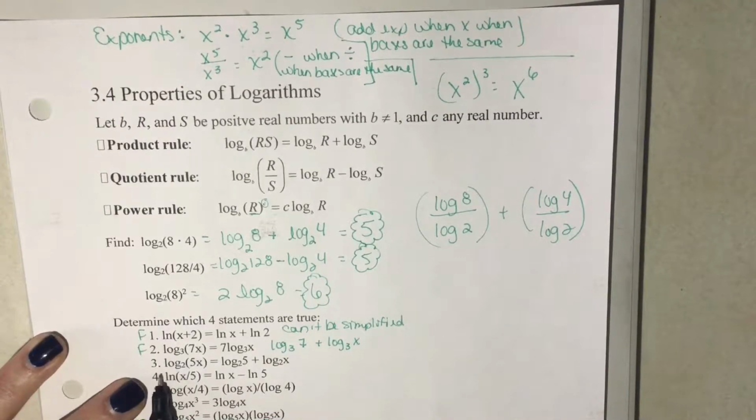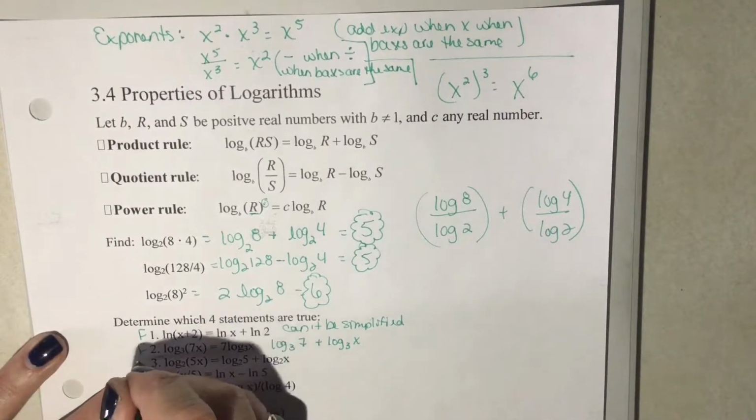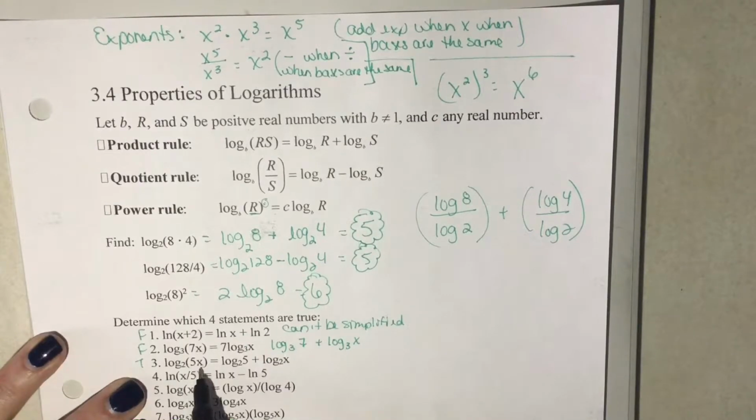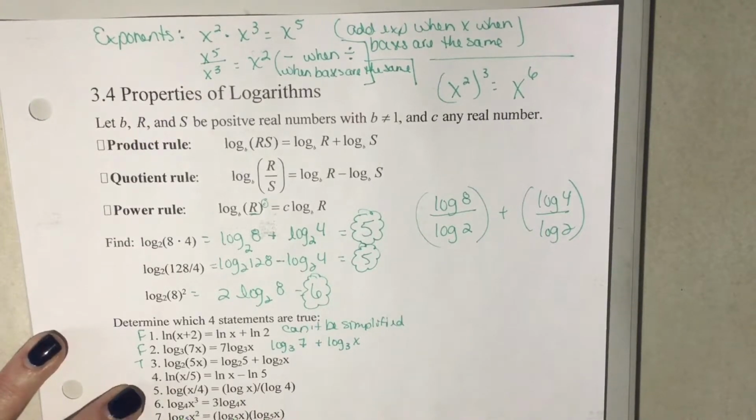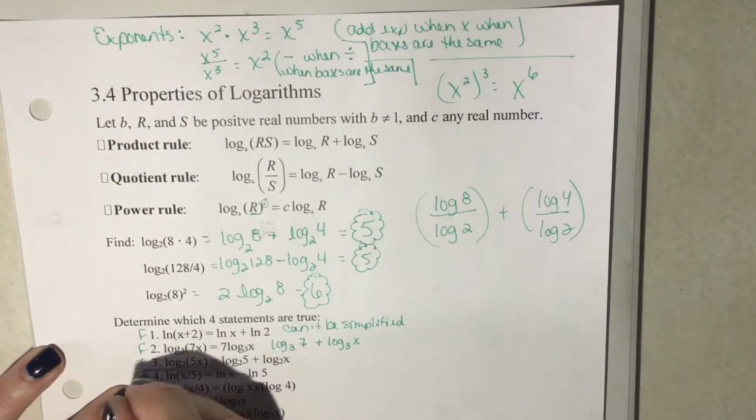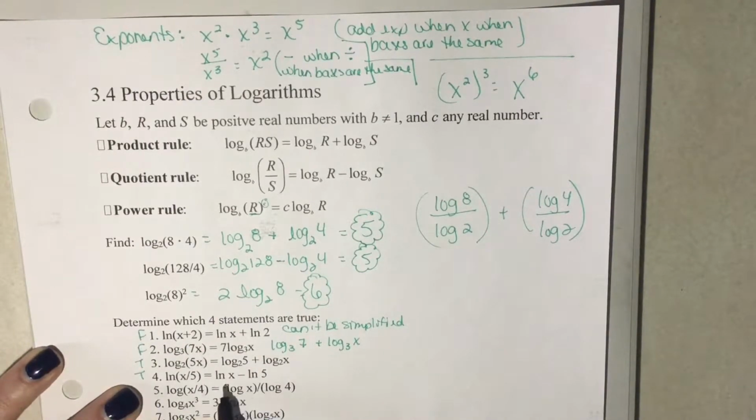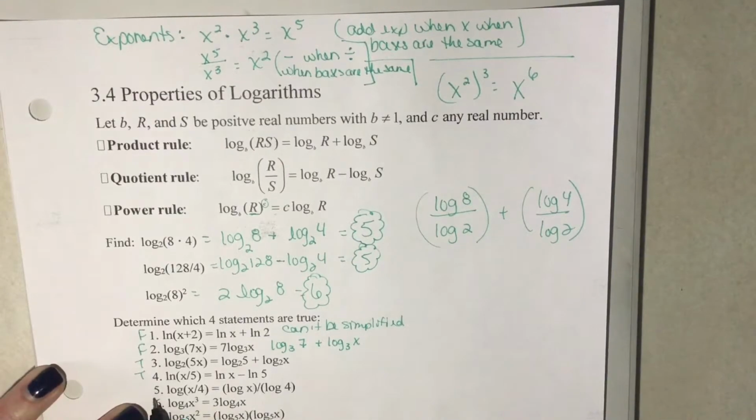So number 3, true or false? True. Because 5 is being multiplied by x, and so they each get their own log base 2, same base, and I can use addition on that. Number 4, true or false? True. I've got an addition, natural log, and they each can get their own natural log using subtraction. Number 5, true or false?